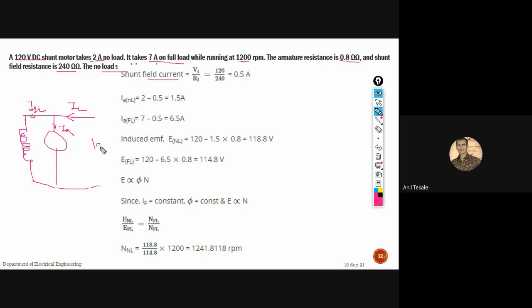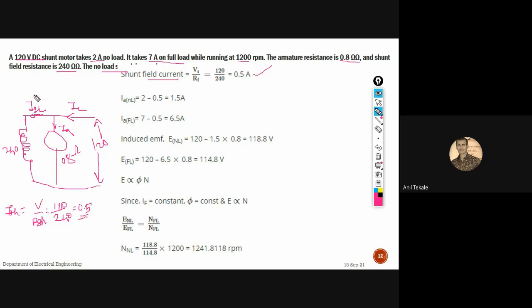Here we know that 120 is given, that is the voltage, right? RSH is given, that is 240. RA is given, that is 0.8 ohm, right? If we draw the diagram that way, we can easily find out. So first of all we will calculate ISH. ISH is equal to V upon RSH. What is V? V is 120. RSH is equal to 240. So that is nothing but 0.5, right? Any doubt? 0.5 is the shunt field current.